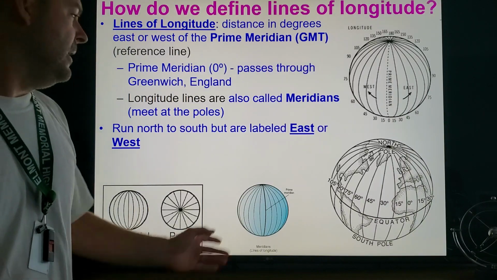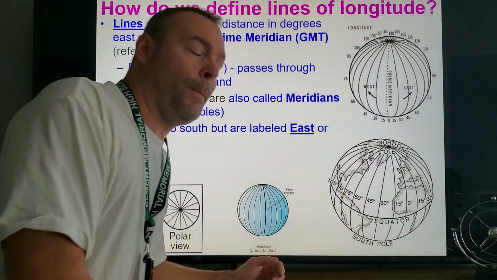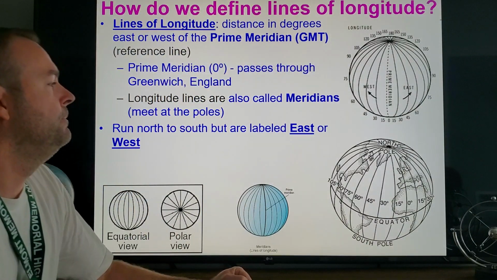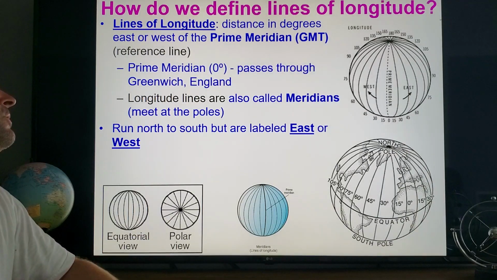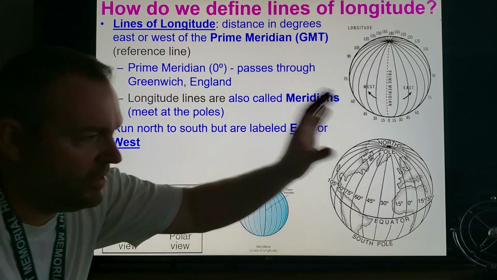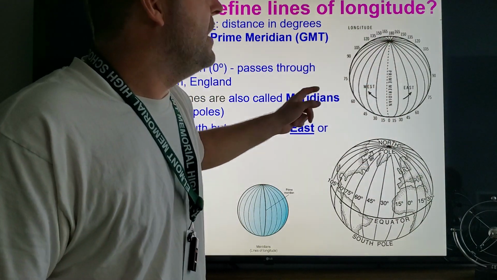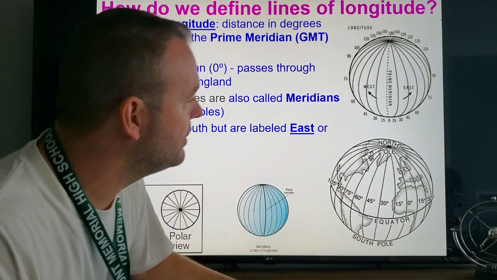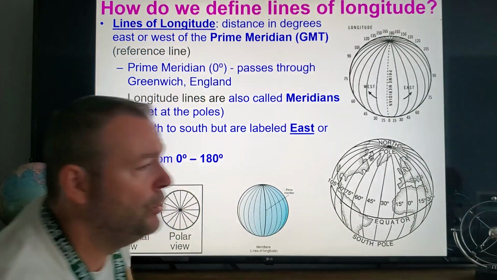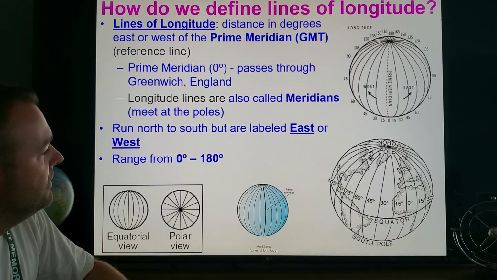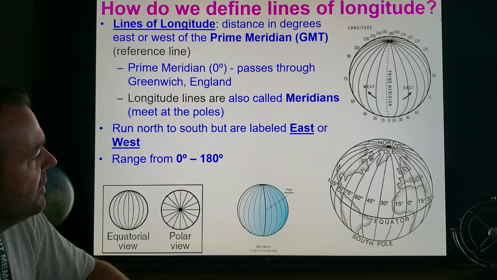Okay? Labeling them east or west. We are in Elmont, in the west, right? We're a little over 70 degrees west. If you head across the Atlantic, you get to England. The prime meridian cuts right through Greenwich, England. And then if you keep going, you're in the east. This time we're not going just to 90. Now they go to 180. So make sure you're not mixing those two ranges up.